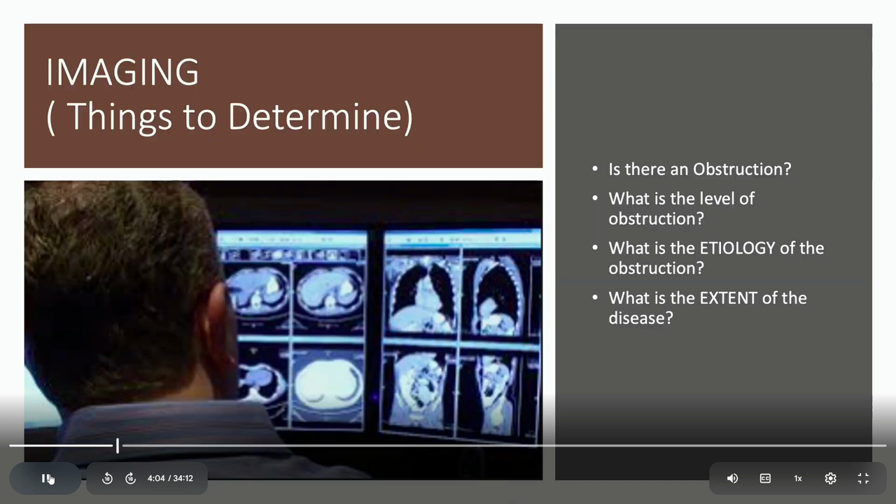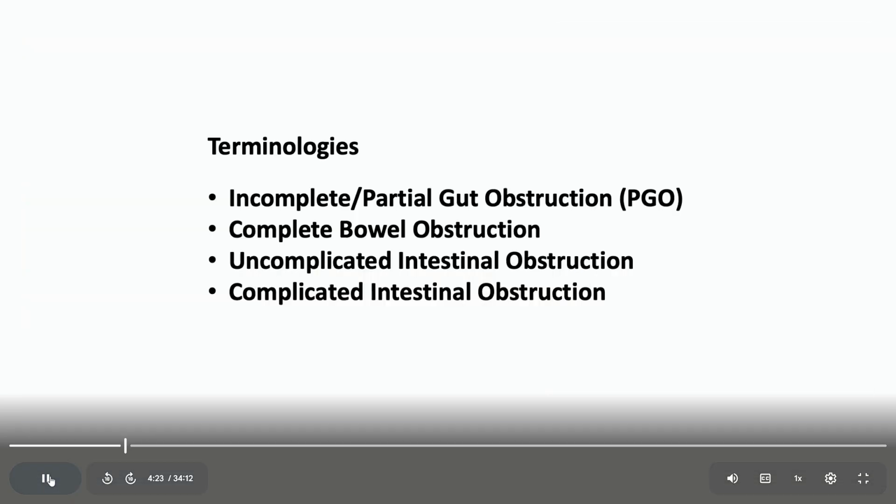Obviously, abdominal CT scan has a higher accuracy in providing answers to these questions over that of the abdominal x-ray. But still, abdominal x-ray is an important diagnostic imaging to diagnose intestinal obstruction. There are some terminologies that you should all be familiarized with in intestinal obstruction, namely incomplete or partial gut obstruction, complete bowel obstruction, uncomplicated intestinal obstruction, and complicated intestinal obstruction.